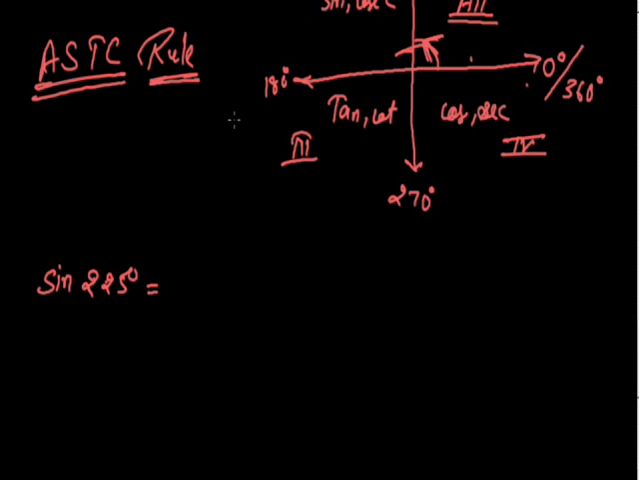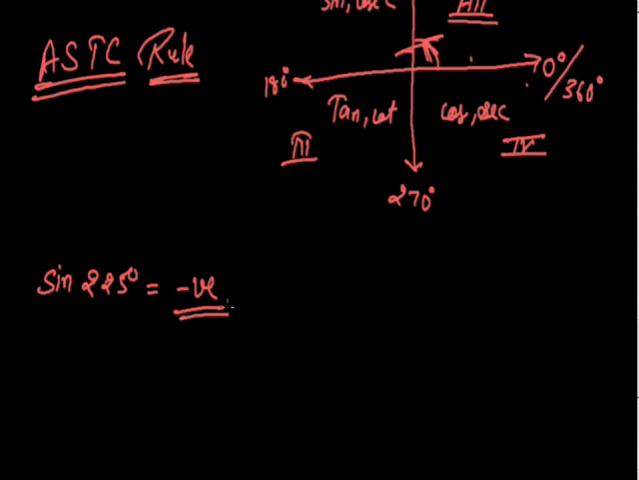ASTC rule. For example, if we have to find sine 225 degrees, then we can say that for 225 degrees the quadrant will be the third quadrant, and in the third quadrant only tan and cot are positive, all other ratios are negative. So sine 225 will be a negative value.